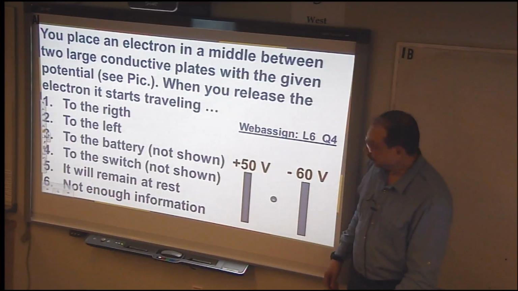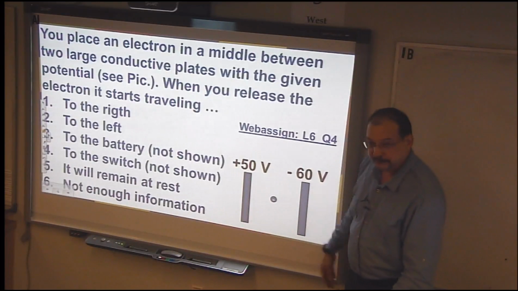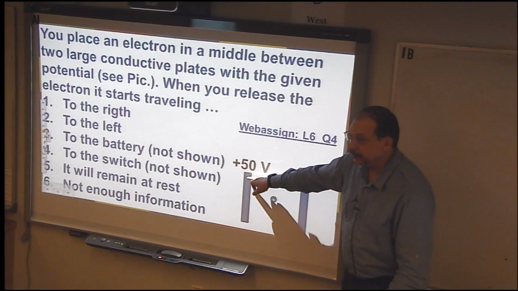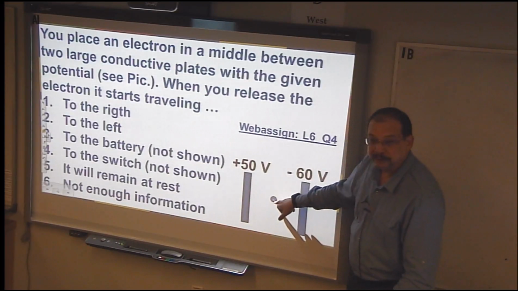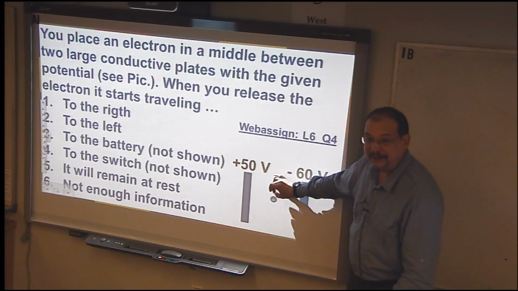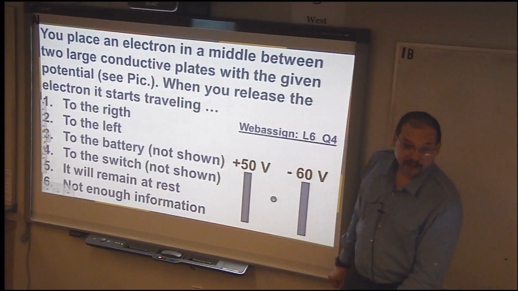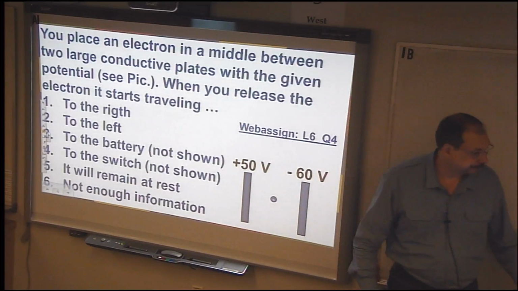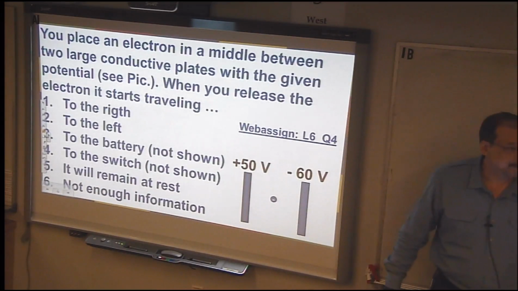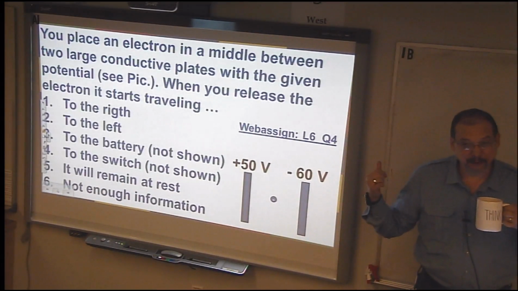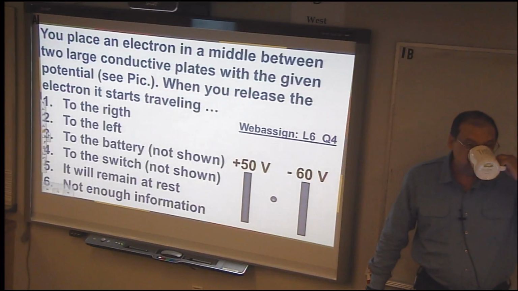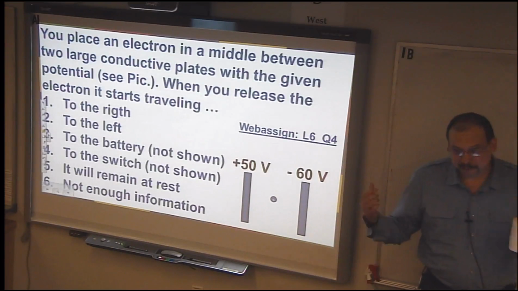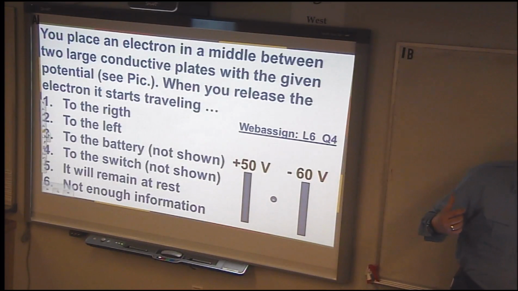Here you have two plates. They generate an electric field between them. This plate has a high potential, this one low potential. This particle is an electron, and we release it from rest. We let it go. How would it move? And this is probably a very rare occasion when you need to think a little. Plus, it's very similar to one of your homework problems.